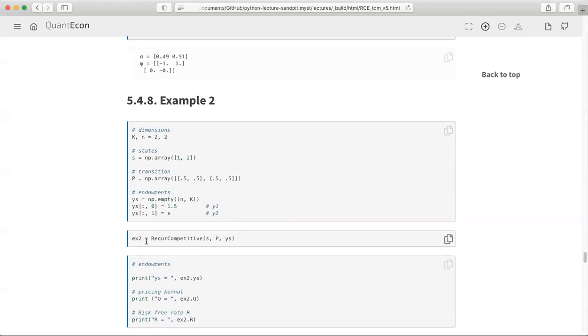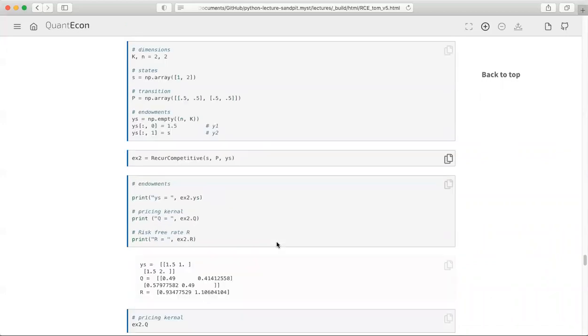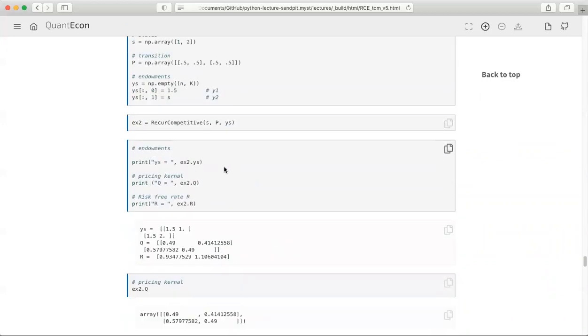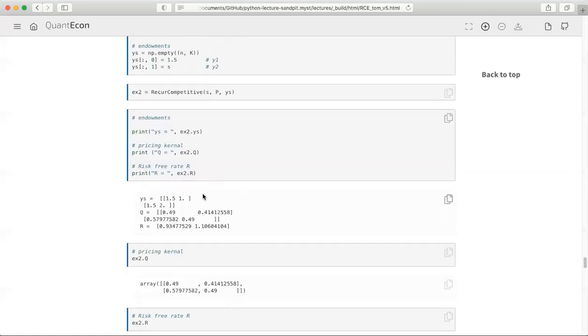So how do we create an example? We do it this way. Okay. Let's print some stuff. So here's the endowments.